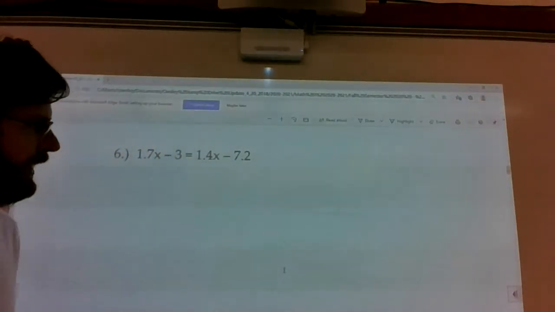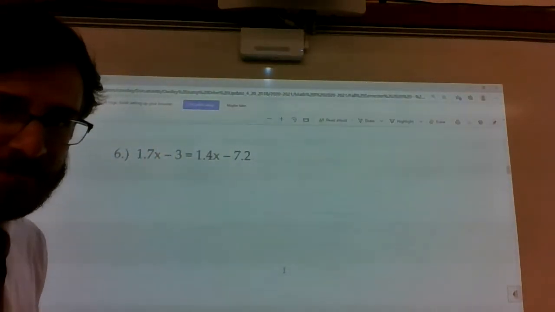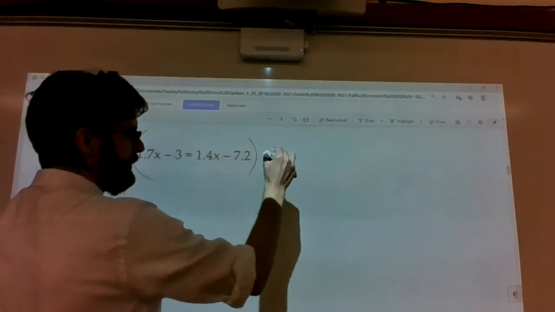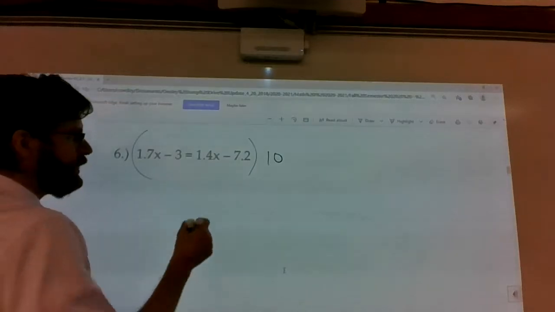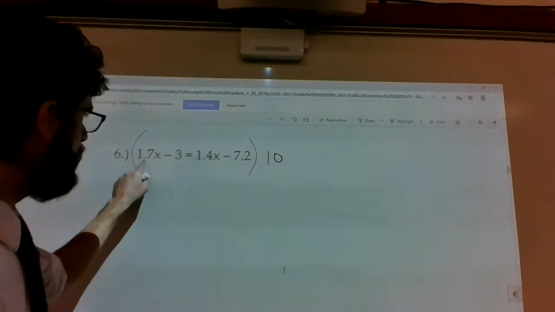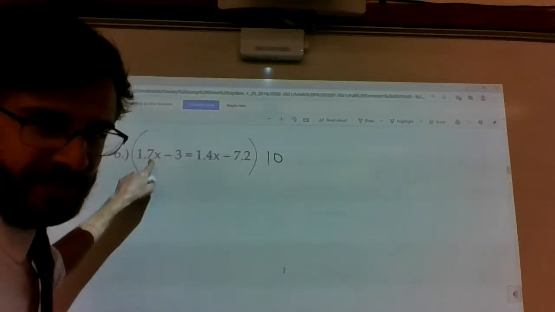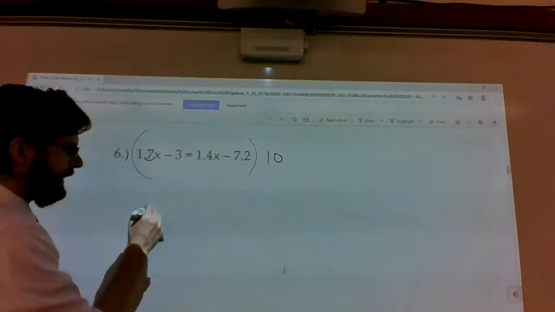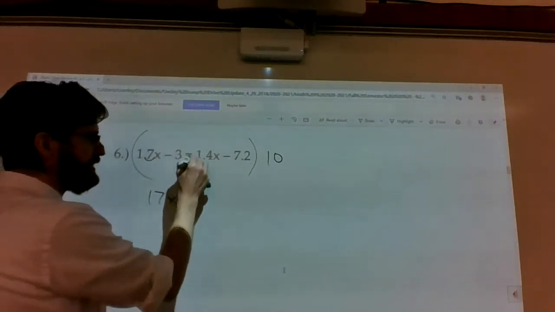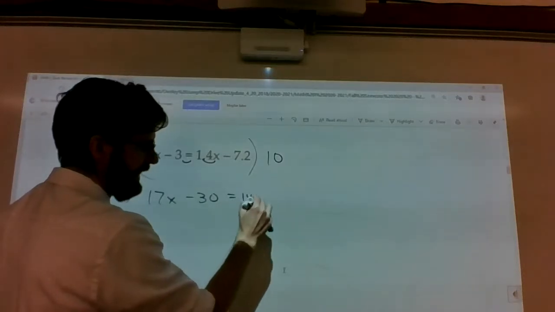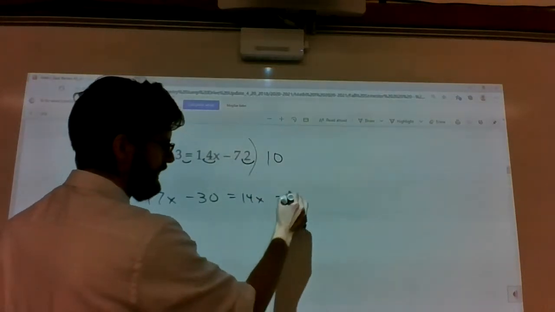All right, on number 6, we're asked what to do when we have decimals everywhere. Multiply both sides by 10. When you multiply by 10, you either add a 0 to it or you move the decimal point to the right. So I'm increasing by a power of 10, 17x. I'm increasing by a power of 10, negative 30. Increasing by a power of 10, 14x. And increasing by a power of 10, minus 72.